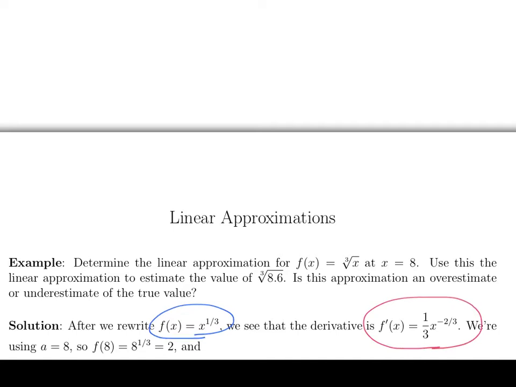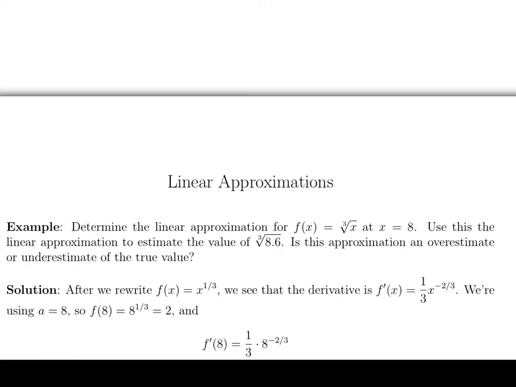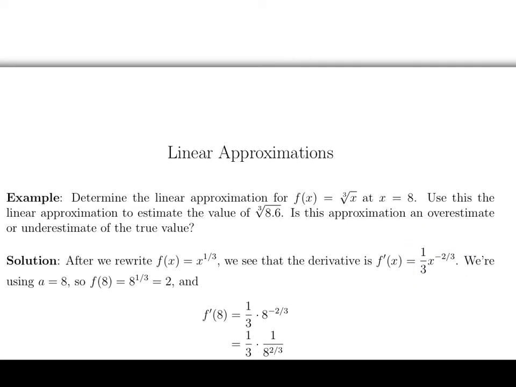So we just need to plug in 8 into the original function, and we get 8 to the 1/3 power, which is 2. The next thing we need to do is plug in 8 into this derivative. So for that, we get, of course, 1/3, 8 to the negative 2/3 power. So we're basically just plugging in 8 into this here. And now we've got to try to simplify this. So that negative power we can move down into the denominator. Now it looks like this, 1/3 times 1 over 8 to the 2/3.